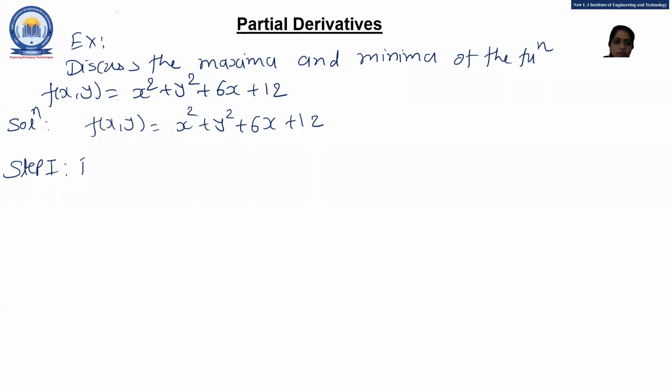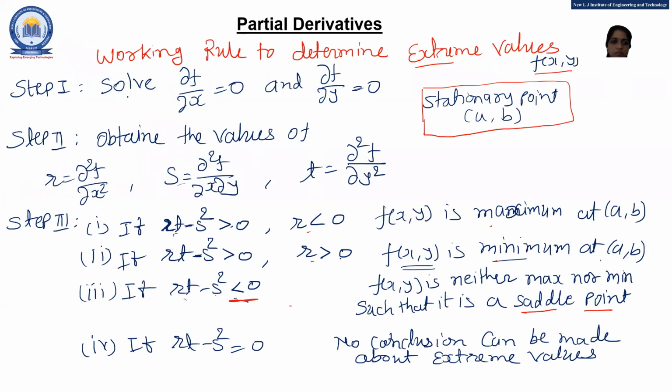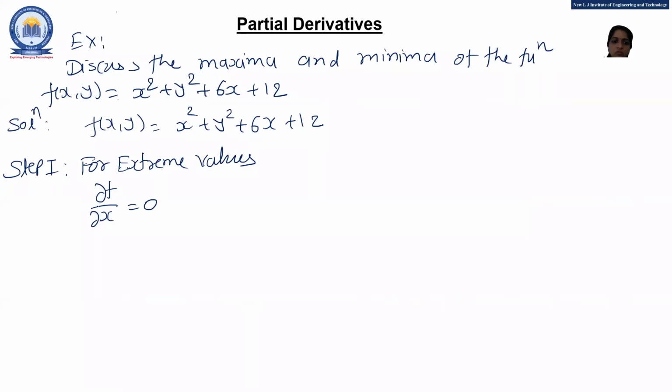So step 1 for extreme values. Our first step is del f by del x equal to 0, right? See, this is our first step. Solve del f by del x equal to 0 and del f by del y equal to 0. So del f by del x, the derivative of f with respect to x, is 2x, here the derivative of y square is 0, plus 6.